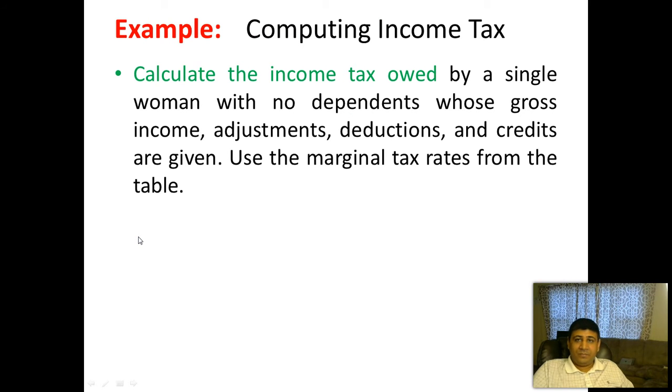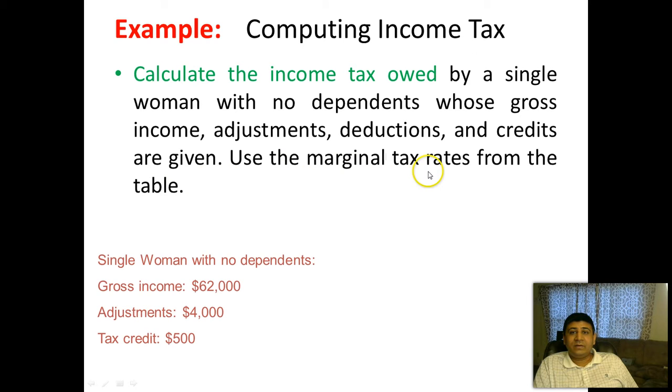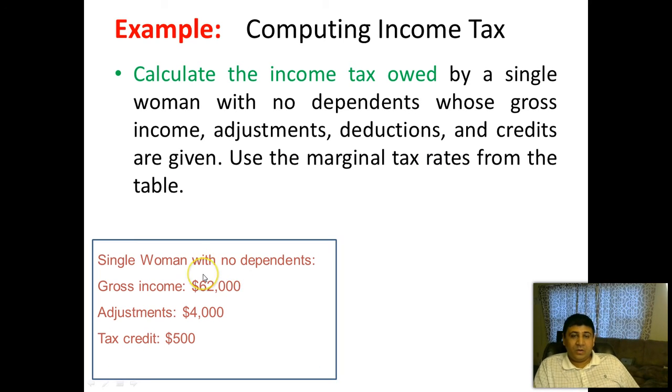Let's look at this example here. Suppose you want to calculate the tax owed by a single woman with no dependents, whose gross income, adjustments, deductions, and credits are given in this table here. They said for the tax rate, use the table from the previous slide. Now this is what her finances are. Her gross income is 62,000, adjustments are 4,000, and a tax credit for something, maybe a solar system or child, whatever it is. It's a tax credit she has, $500. Or maybe for buying a hybrid car, whatever it is.